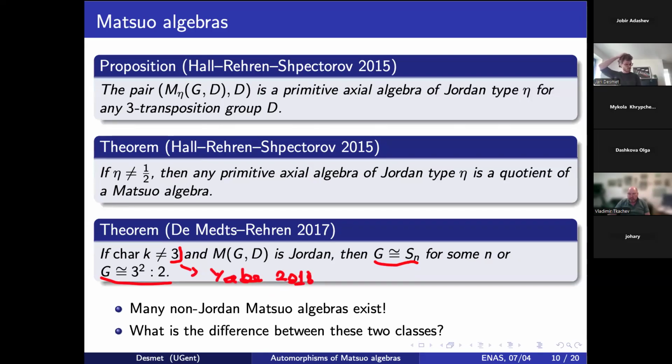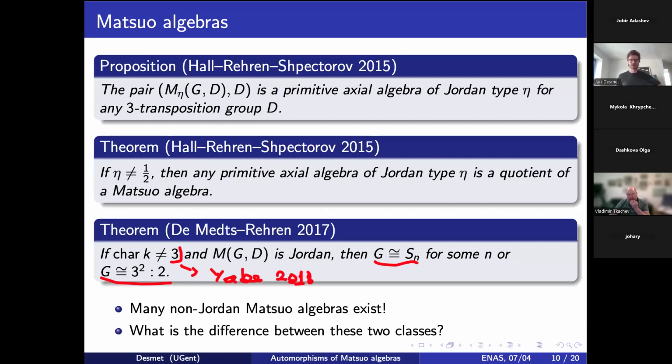But the goal is then, of course, okay, we have this eta different from 1/2, where everything seems to behave very rigidly, very combinatorially in this 3-transposition group setting. And in the 1/2 case, we have a sort of dichotomy of a Jordan case, where a certain polynomial identity of low degree is satisfied, and we have these Matsuo algebras, and there is some overlap, but not much. And of course, the question is then, what is the difference between those two classes?